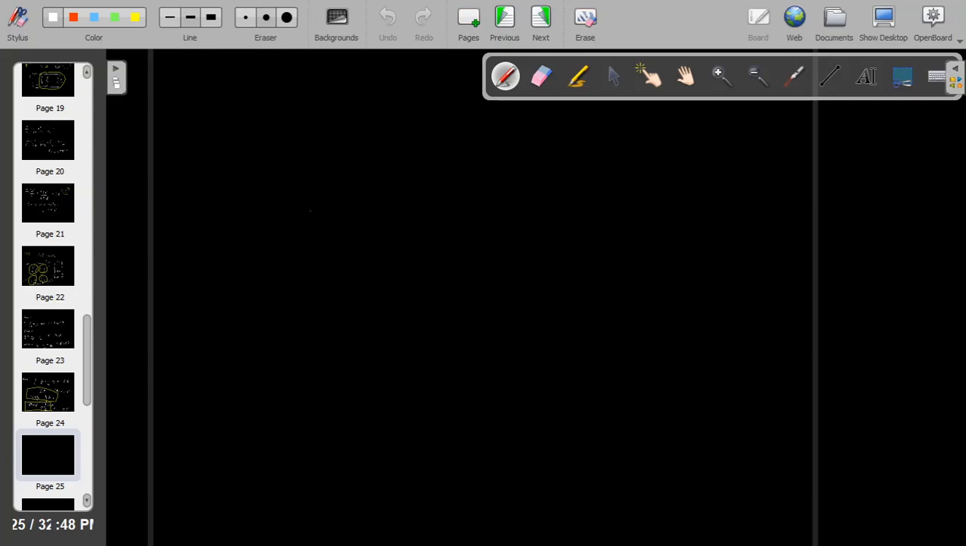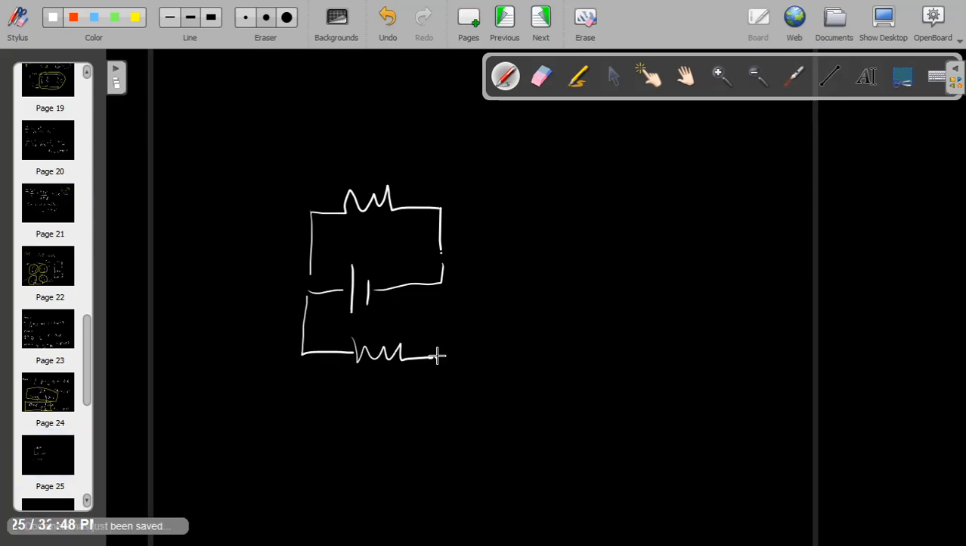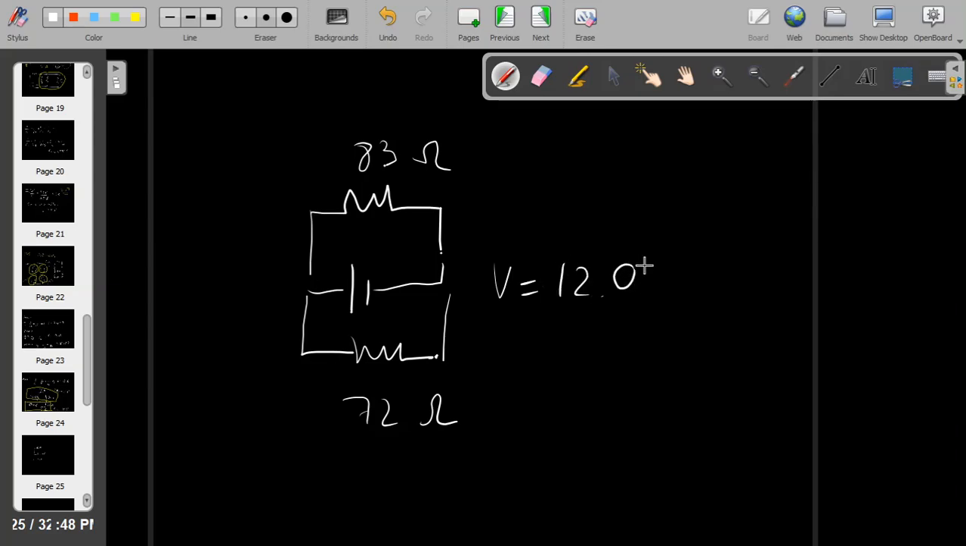What do you have now? You have this. So you see, they are tedious because there's a lot of simplification, but the math is not that difficult. You found that this was 83 ohms and the bottom was 72 ohms. And the voltage was given to you, it's 12.0 volts. How are they connected? These are in parallel. I hope you notice that this is a parallel circuit.